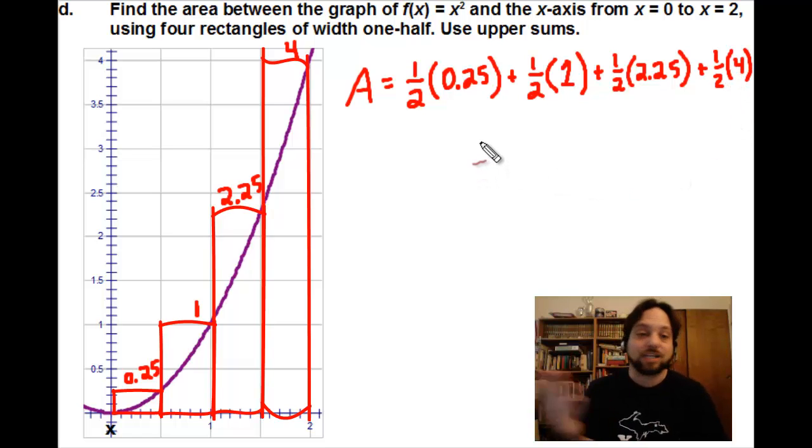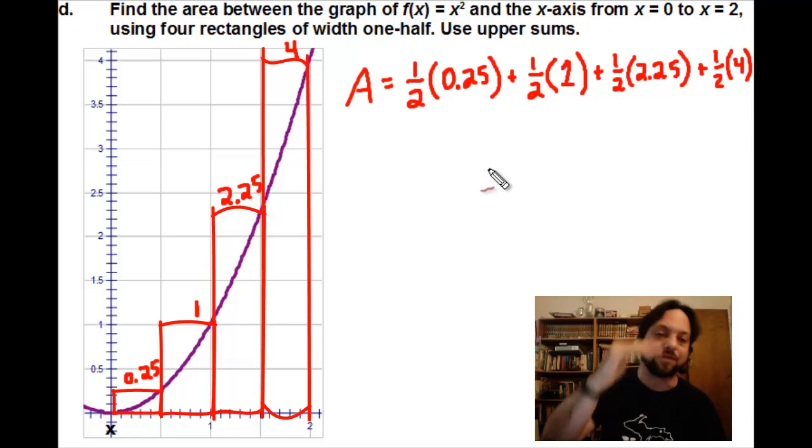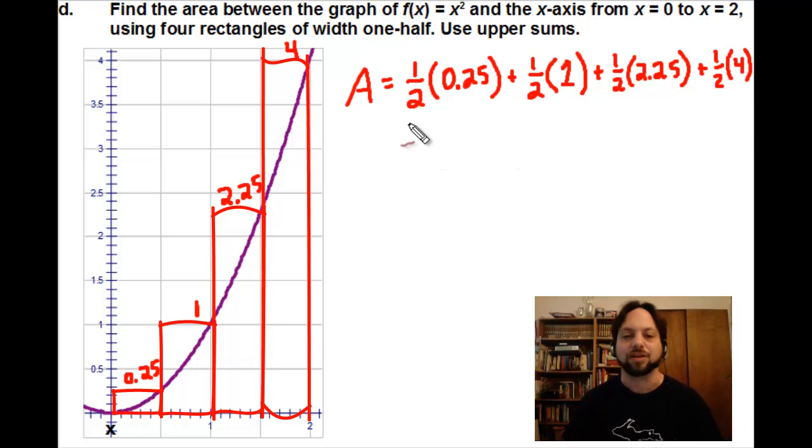And so, again, it's just rectangles. The entire question is, do I want to go up just underneath the graph, or do I want to go just up right above the graph? Either way, I am hitting the graph.